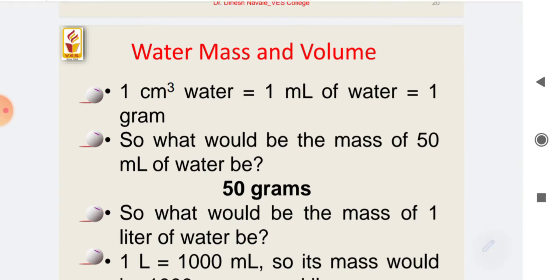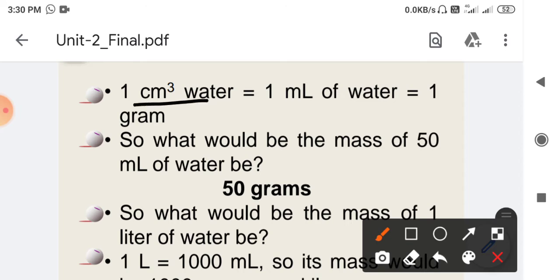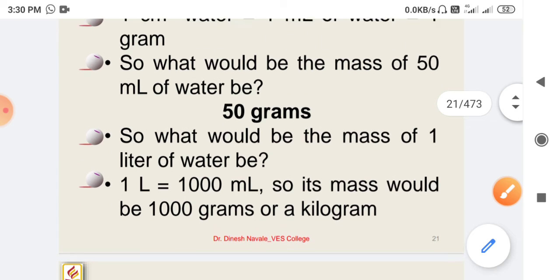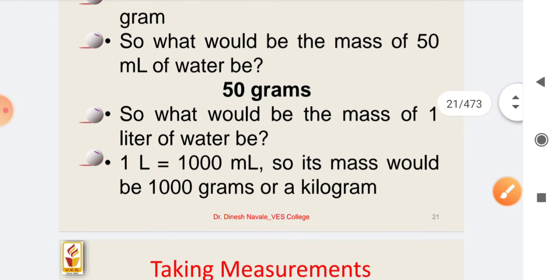So if we have 1 centimeter of water, which is nothing but 1 ml of water, the milliliter or centimeter cube is the same unit, which is again equal to 1 gram of water. So these are the basic units. So what would be the mass of 50 ml of water? For 50 ml of water the mass should be 50 gram.